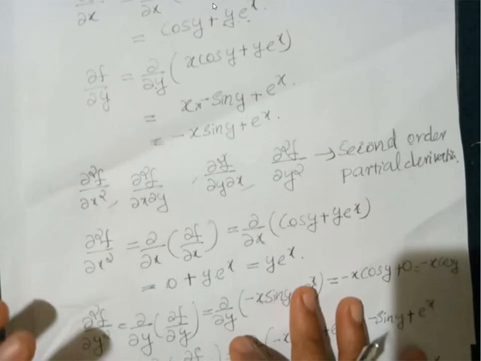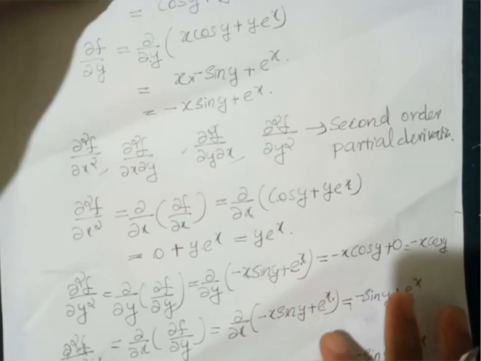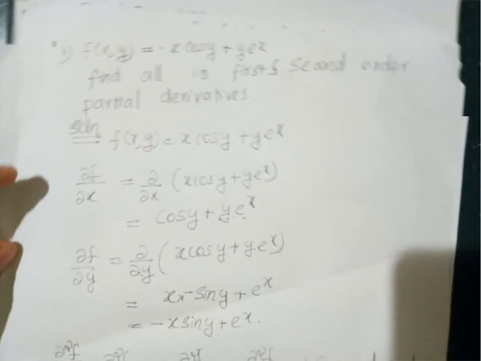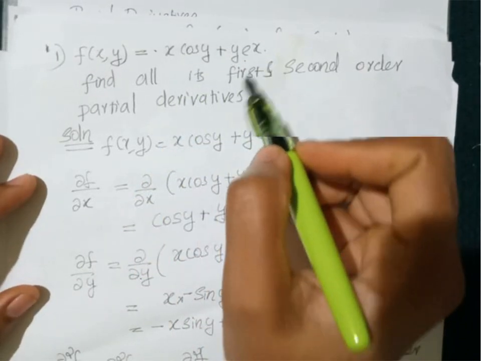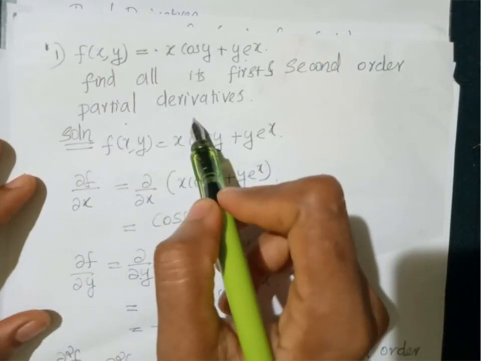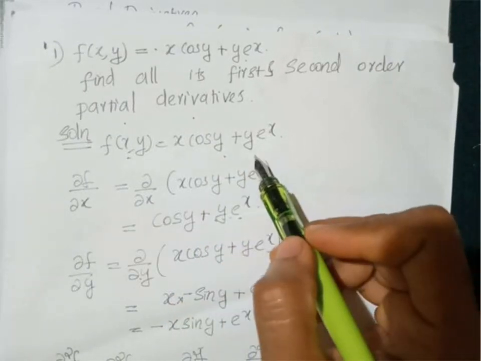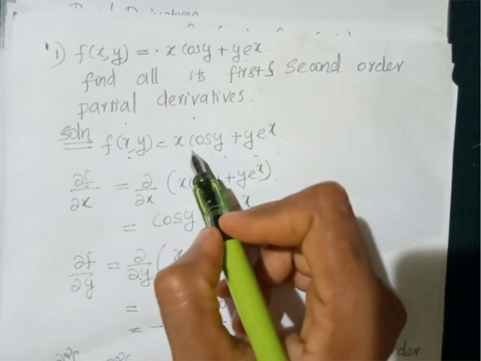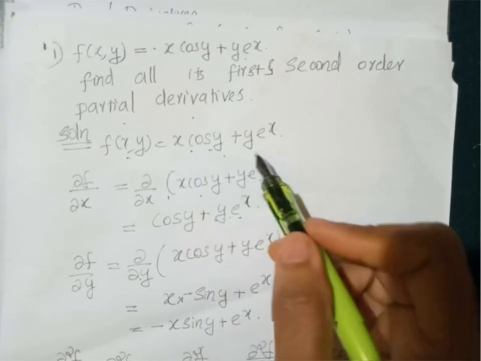As an example, I am going to find the first and second order partial derivatives of a function. Consider the function f of x y equal to x cos y plus y e raised to x. Find all its first and second order partial derivatives. The solution: f of x y equals x cos y plus y e raised to x. Then find dou f by dou x, that is dou by dou x of f.